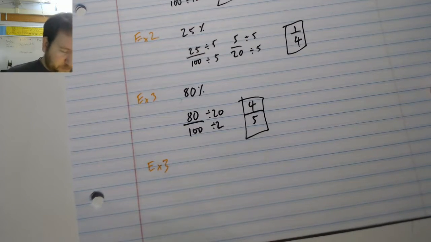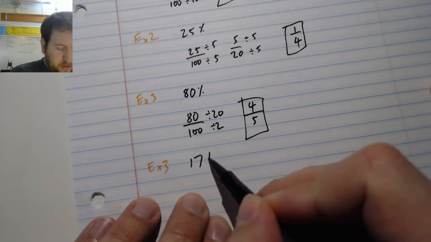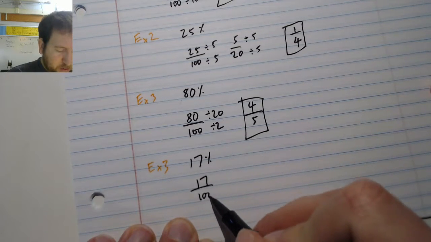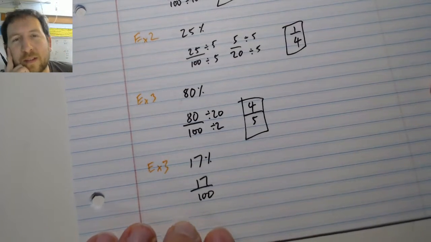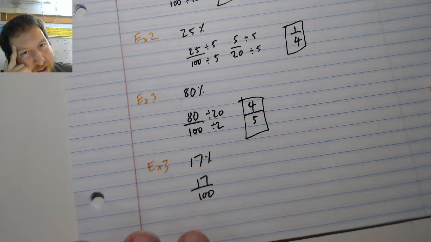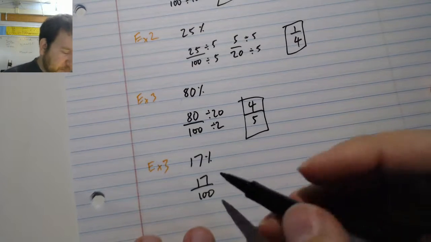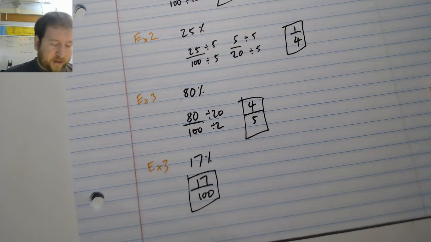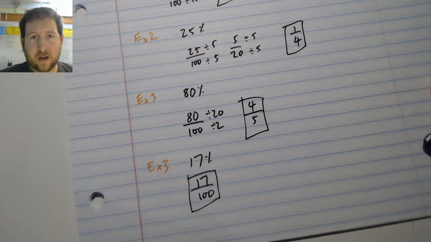Example 4. We're going to do 17%. 17%, I can do 17 over 100. And this time, well, 17 I should kind of think of as prime. So there's not really any simplification I can do. In fact, 17 out of 100 is already a simplified fraction. And I'm finished and I'm ready to go.